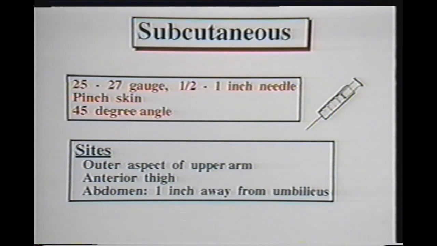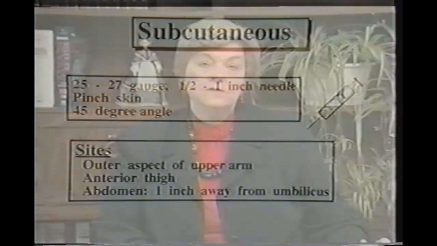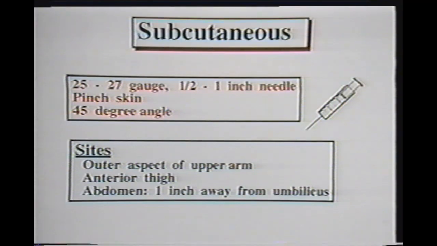There's only one type of sub-Q medication that we don't administer at the 45-degree angle, and that's occasionally insulin. With insulin, we use such a very short needle that even though we're giving sub-Q, we often use a 90-degree angle unless the patient is extremely skinny, and then we might need to use the 45-degree angle. The sites for subcutaneous include the outer aspect of the upper arm, the anterior thigh, and the abdomen, being sure that we stay at least 1 inch away from the umbilicus.